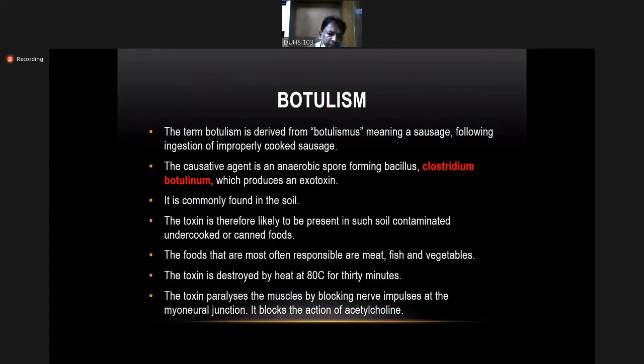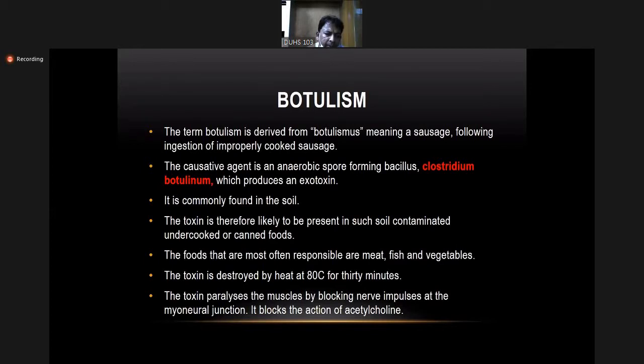The toxin is destroyed by heat at 80 degrees centigrade. The toxin is destroyed, not the bacteria. The toxin is destroyed by heat at 80 degrees centigrade for 30 minutes. If this amount of heat is applied to a particular food for a certain time, this type of toxin is destroyed at 80 degrees centigrade for 30 minutes. If the food is prepared properly, the toxin may be destroyed and not cause food poisoning or toxicity.